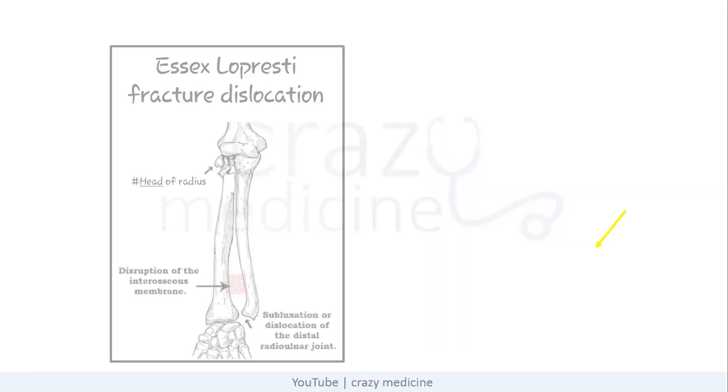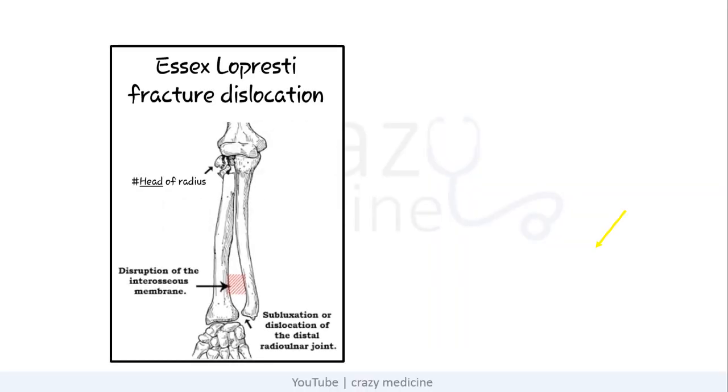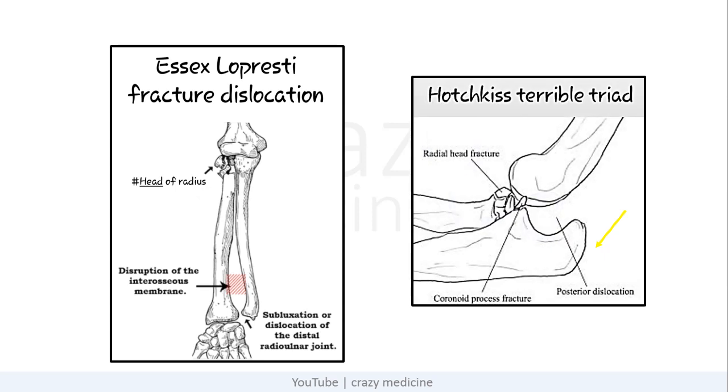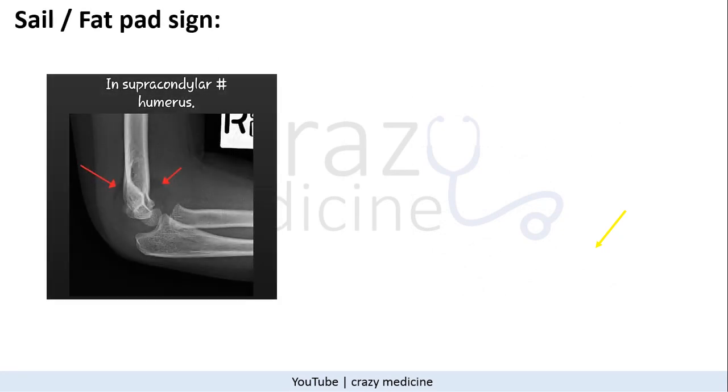Next is Essex-Lopresti fracture dislocation. In this injury, there is fracture of the head of radius with disruption of the interosseous membrane, and there is also subluxation or dislocation of the distal radioulnar joint. Then Hotchkiss terrible triad. In this triad, there is radial head fracture, coronoid process fracture, and posterior dislocation of the ulna. Next is Sail or fat pad sign.